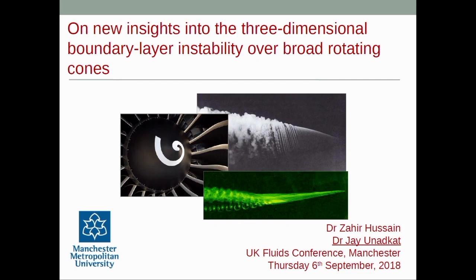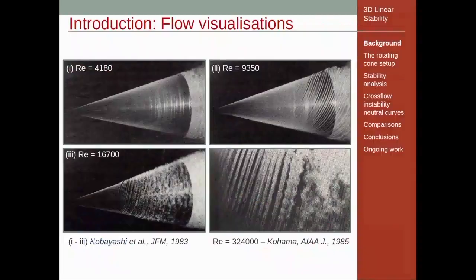So let's have a look at what kind of flow features we expect to see. There have been a number of experiments done over the last number of decades, and this is the kind of flow structure that we see. Broadly speaking, we can split up the flow into three pieces. We have a laminar region near the nose, the tip of the cone, followed by a region of instability where vortices appear to be shed into the flow by the boundary layer, followed ultimately by a region of turbulence after the vortex structure breaks down.